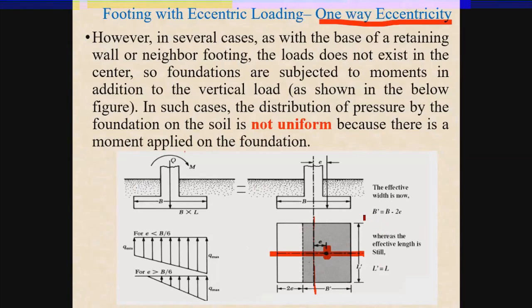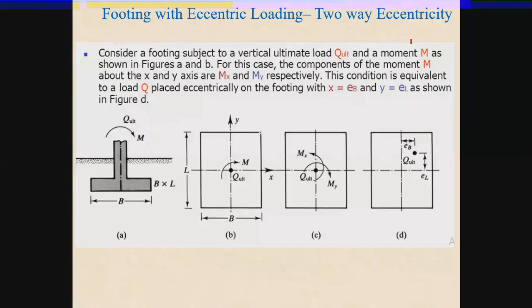So we will use the effective dimension only for the width axis as B minus 2e, and we will not use the effective dimension for the length axis. This new area will be used for the calculation of the ultimate bearing capacity beneath the base of the foundation, which will have a uniform soil pressure.